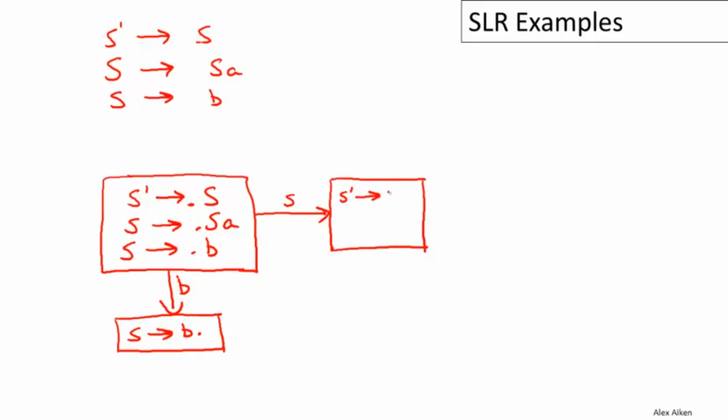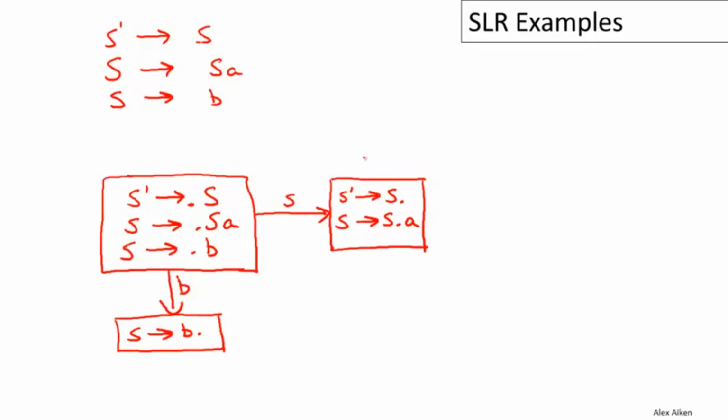S' goes to S dot, so that we've seen S on the stack, and we're ready to reduce by this production, possibly. And also S goes to S dot A. And now, clearly, let's talk about the state down here at the bottom. There are no more transitions possible. There's only one item in the state, and the dot's all the way to the right-hand side, so that state is completely done.